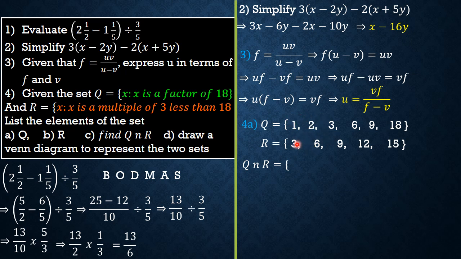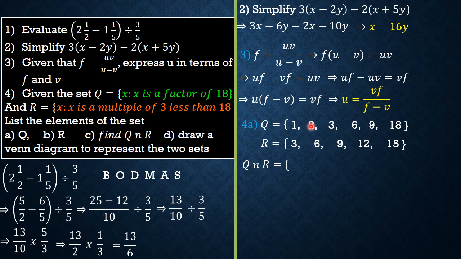1 is in Q, but 1 is not in R, right? 2 is in Q and not in R. So friends, if you can observe well, we are going to see that in the set Q we have 3, and in the set R we have 3 as well. We have 6 and we have 6 here as well. We have 9 and we have 9 as well.